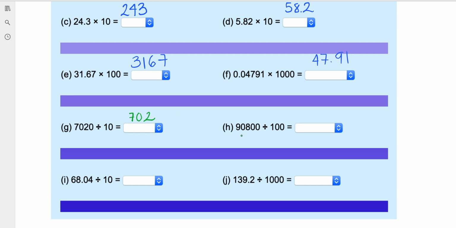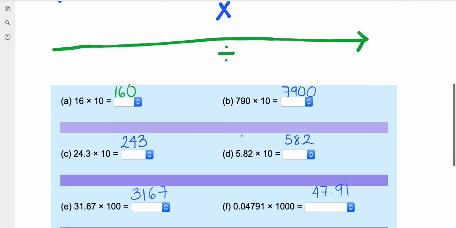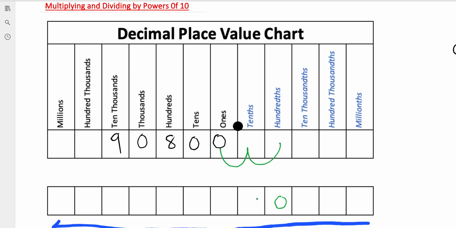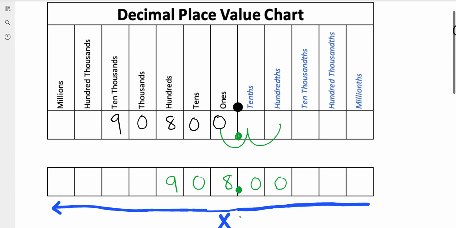Okay, sorry girls, I'm going to do these numbers big in Spanish. 90,800 divided by 100. Okay. 90,800 divided by 100. So I have to move to the right twice. Once, twice. So 0, 0, 8, 9, 0, 9. Decimal point in the same place. So my answer is 908.